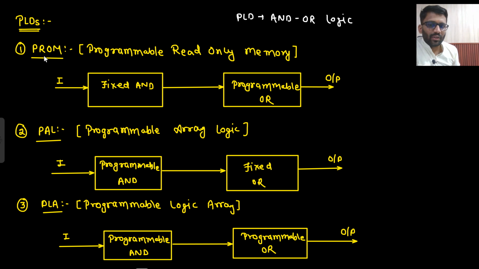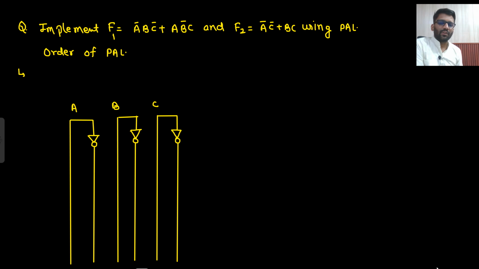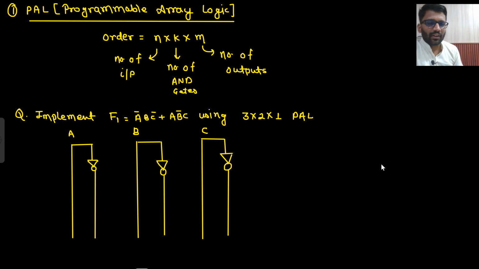So programmable read-only memory, programmable array logic and programmable logic array. These are the full forms. What is the scene here? Here AND gate is programmable, here OR gate is programmable, here both are programmable. Let's understand the meaning of programmable. Now let's start with PAL design. So these kinds of questions will be there.